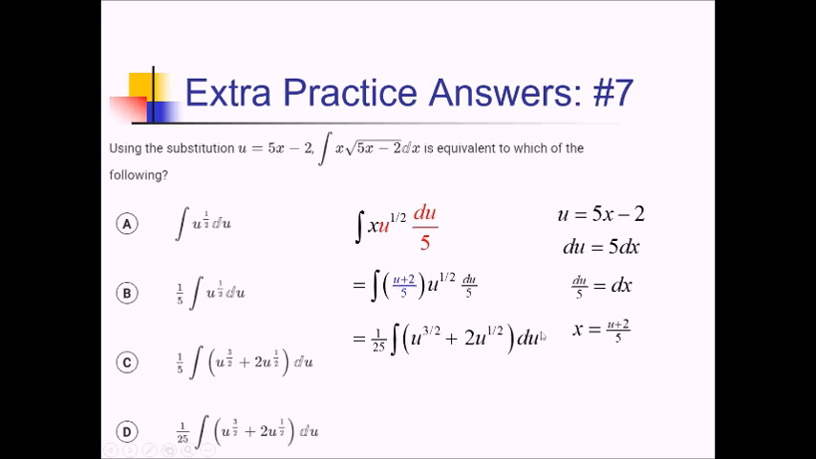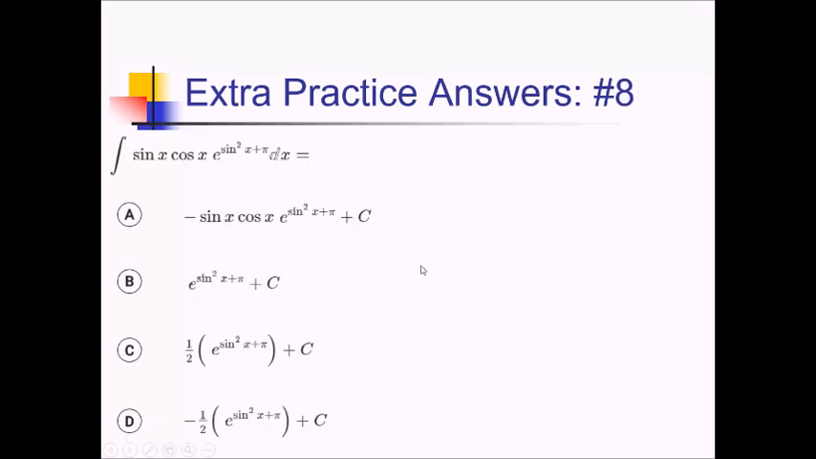Still have a du in there. And does that match anything? Well, this one has a 1 over 25, and it looks like it's got everything else too. So choice D.